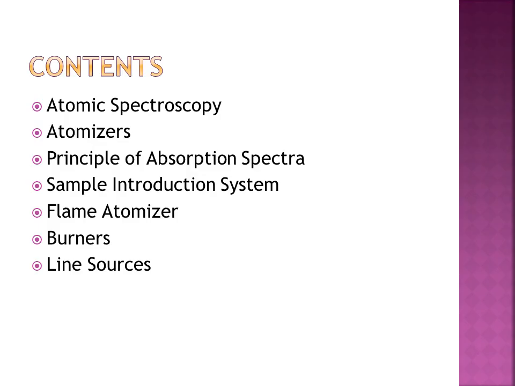So here are the contents of the current video. First of all, we'll see the introduction of atomic spectroscopy. What is atomic spectroscopy? Then we'll see a list of various atomizers used in these atomic spectroscopic techniques. Then we'll see the principle of absorption spectra. Then we'll see how the sample is introduced into the system. We'll see the flame atomizer in detail. We'll see burners, and in the end we'll see the various line sources.